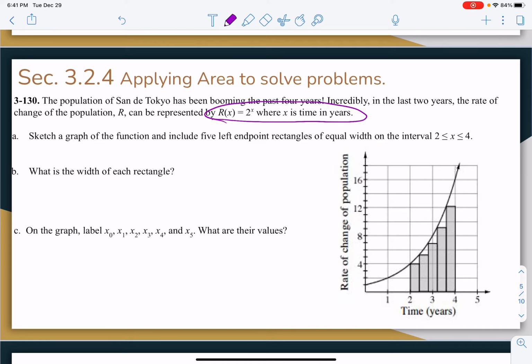So sketching a graph of 2 to the x power and finding the area under that curve between the interval 2 to 4. And we're putting 5 rectangles underneath that curve.